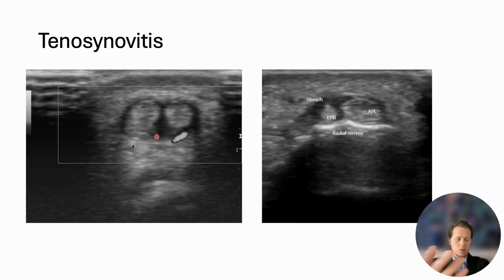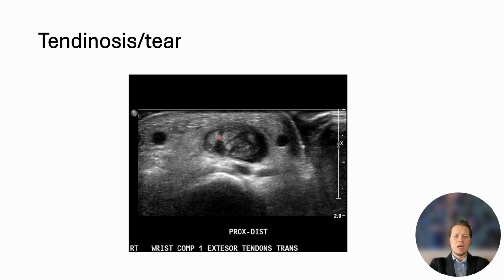Here are some examples, just pulled off the internet, of what a quote unquote intact set of tendons with just tenosynovitis looks like: black anechoic rings around them, APL and EPB in the first dorsal compartment. But with tendinosis and tearing, you get this heterogeneous, much thicker APL in this case, not EPB, and some anechoic clefts in there suggesting some tearing. So heterogeneous thickened tendon with anechoic clefts are the ultrasound signs of tendon tear.